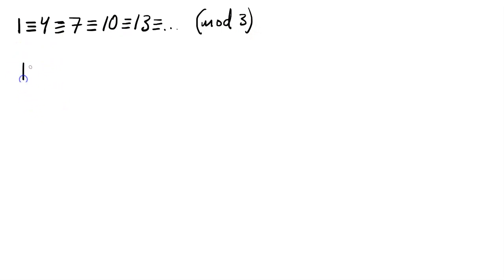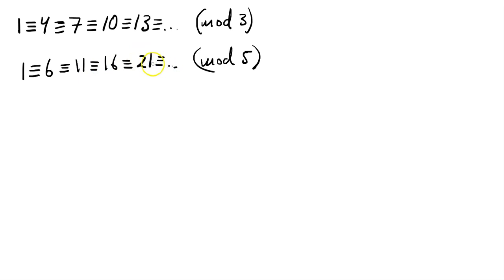Or, for example, if we take modulo 5 instead, then it's 6, 11, 16, 21, and so on. Here we could also go to the negative side. So 1 is congruent to minus 2, minus 5, minus 8, and so on, because all these numbers also differ by a multiple of 3.